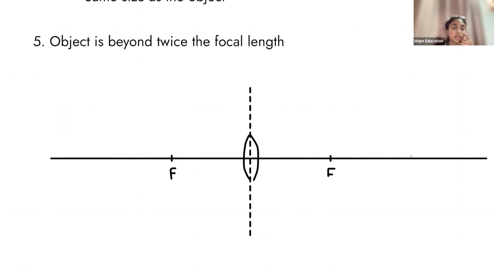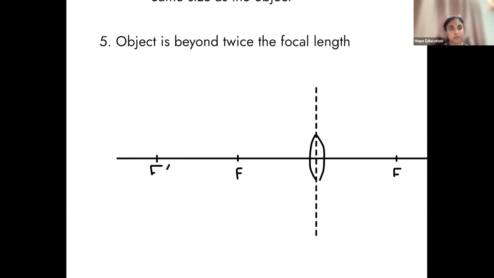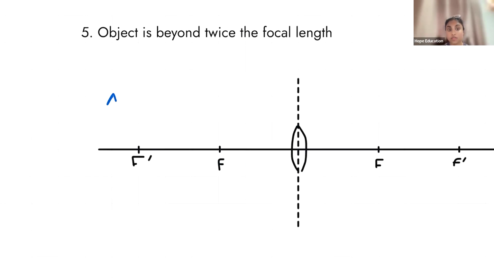Now the object is beyond twice the focal length. Earlier the object was on F dash. Now it's beyond F dash. Let's say like somewhere here. This is where our object is. Okay, now as usual, we will draw the ray diagrams.